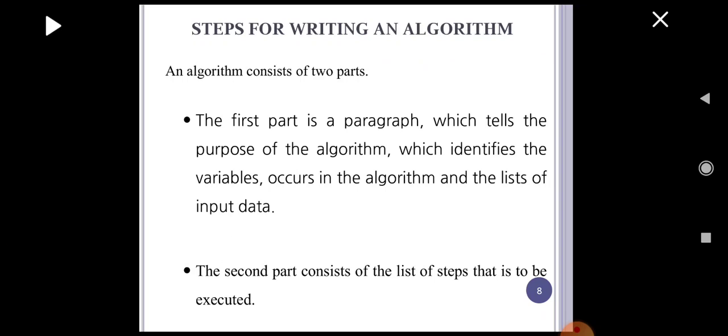Steps for writing an algorithm. An algorithm consists of two parts. The first part is a paragraph which tells the purpose of the algorithm, which identifies the variables that occur in an algorithm and a list of input data. That is, it will be having the overall description of the algorithm. Whereas the second part consists of a list of steps. Here the original steps will be employed, that is to be executed.